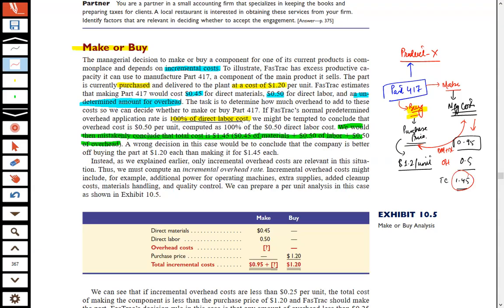Now, continue reading. A wrong decision in this case would be to conclude that the company is better off buying the part at $1.2 each than making it for 1.45 each. Apparently, this decision suggests the company should buy it rather than make it. Instead, as we explained earlier, only incremental overhead costs are relevant in this situation. Thus, we must compute an incremental overhead rate. Incremental overhead cost might include, for example, additional power, machines, extra supplies, added cleanup cost, material handling and quality control.